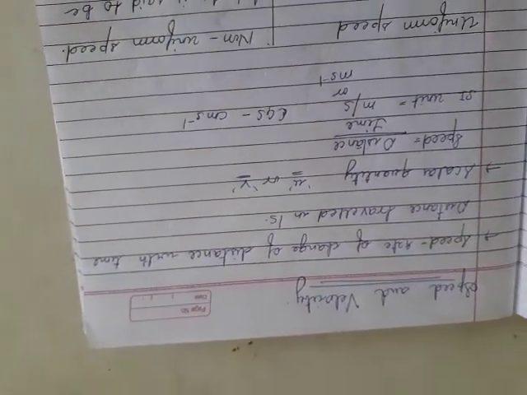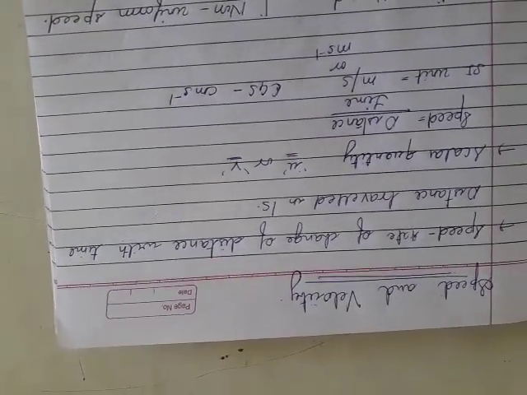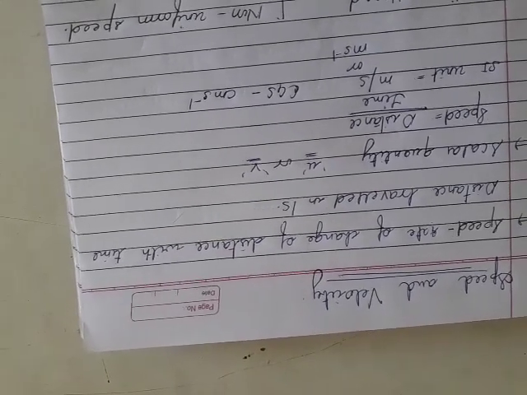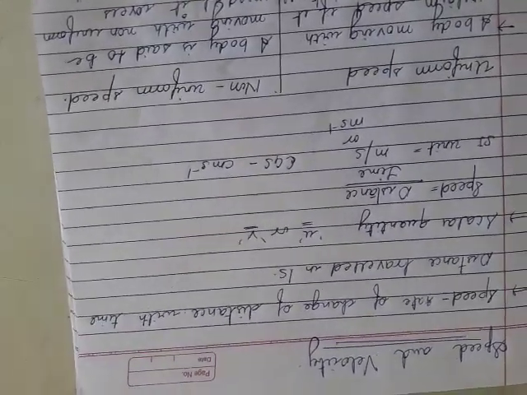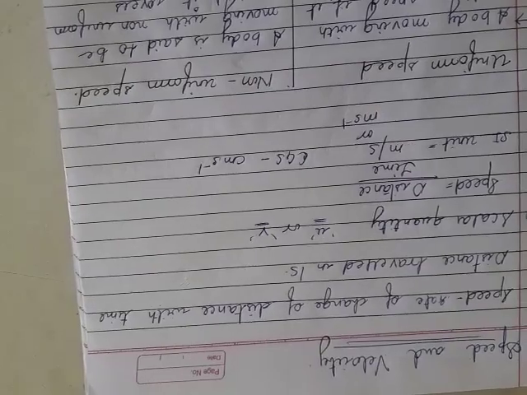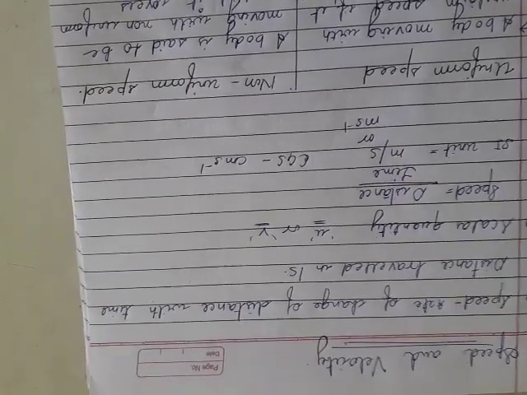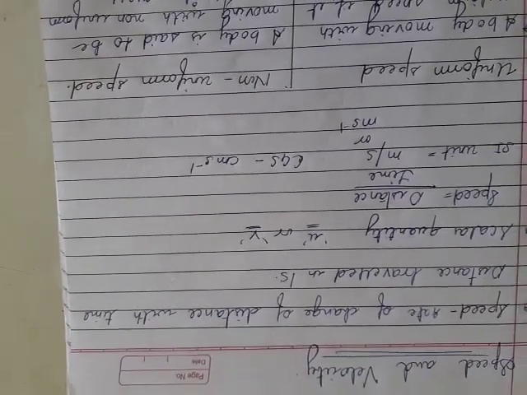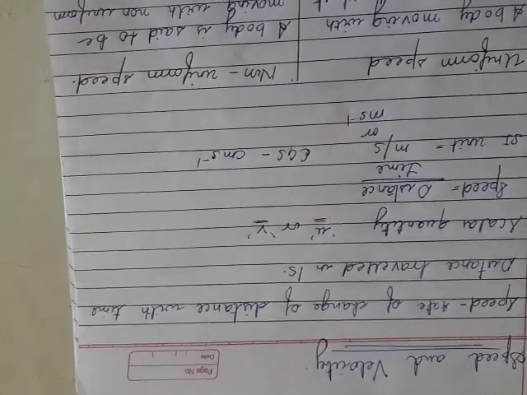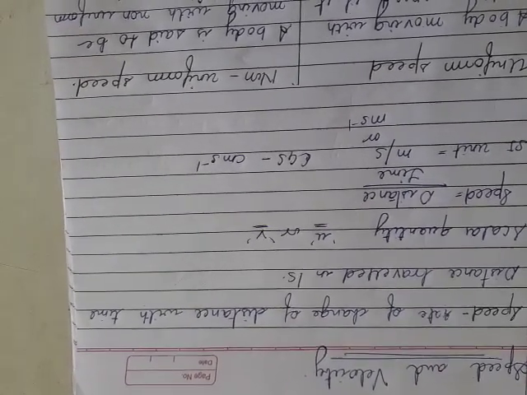You have learnt about speed in your 7th standard also. You know how to find out the speed. What is the formula for speed? Distance upon time. So rate of change of distance with time, or distance travelled in 1 second, is called speed. With speed we will be learning about velocity also. Today we will see only speed.